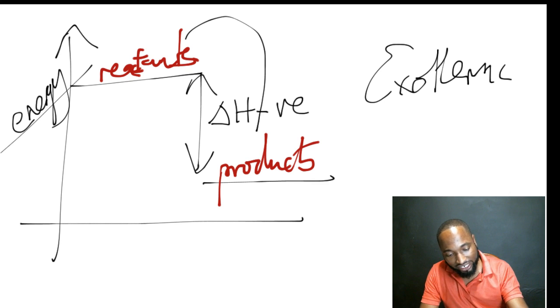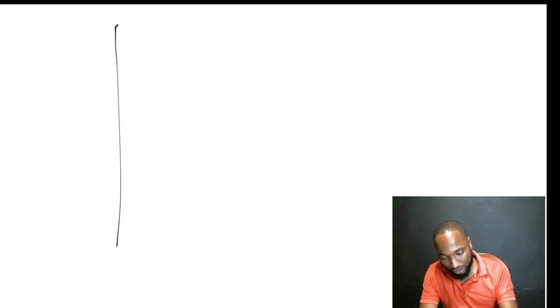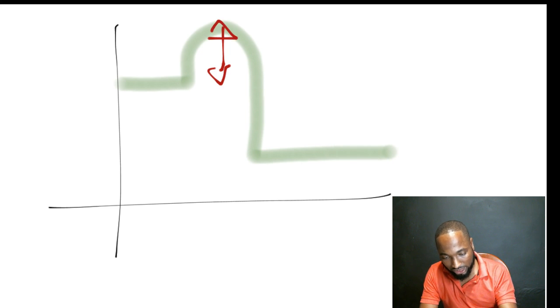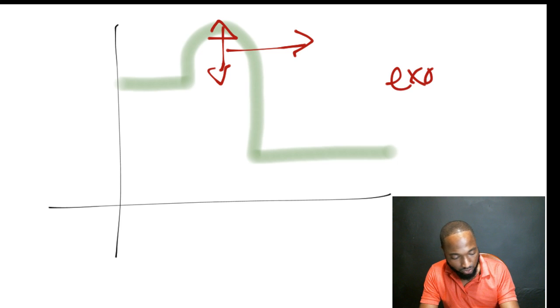Now it doesn't really look like that. If you want to draw the energy profile diagram properly, it will look more like this, a little bump and a drop. What is this little bump about? Class, what is this little bump about? What is this bump about? This one is the exo.